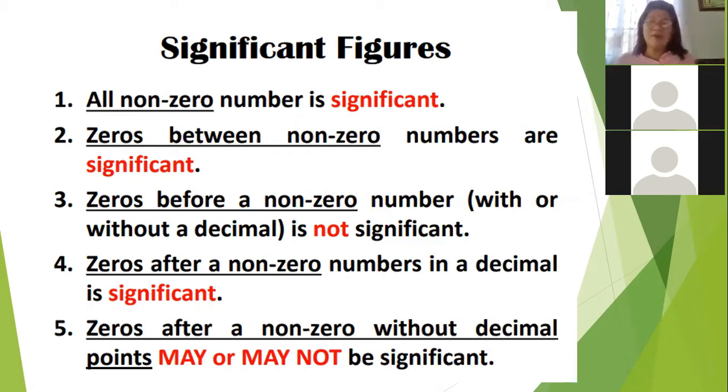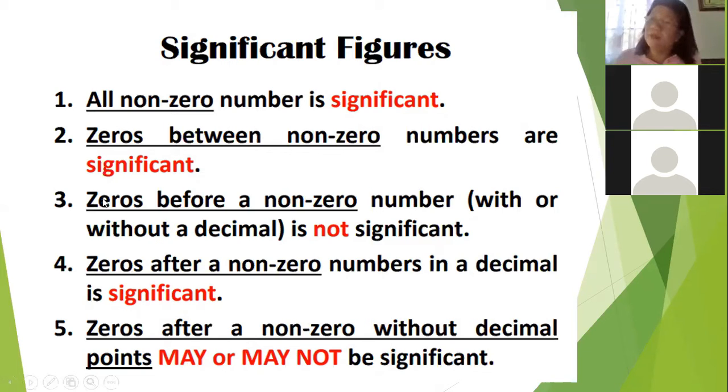Okay, so here is the rule. The first rule is all non-zero numbers are significant. The second rule is zeros between non-zero numbers are still significant. For instance, 1, 0, 2. So how many significant figures? It's still 3. Okay, that is what is meant by between non-zero.